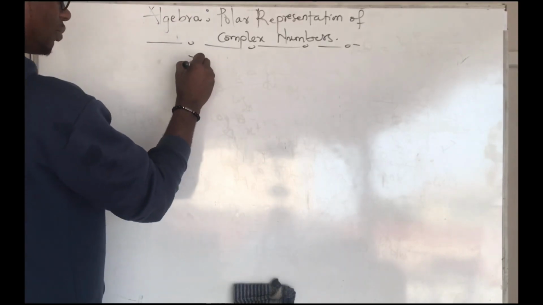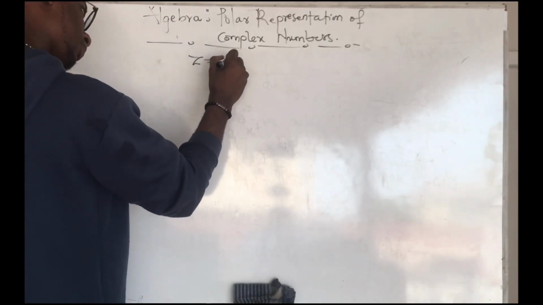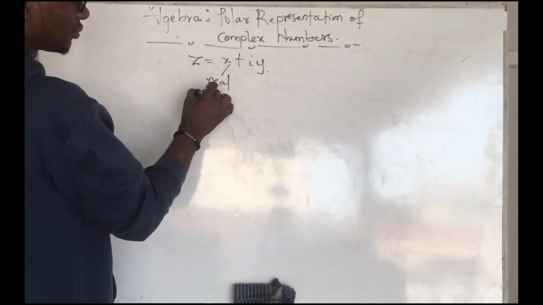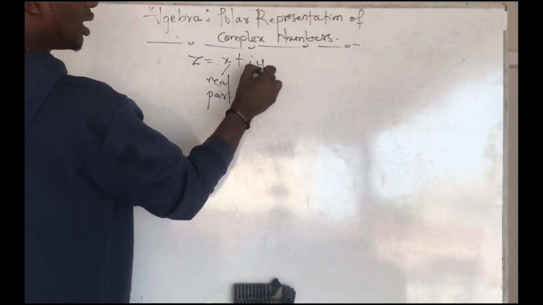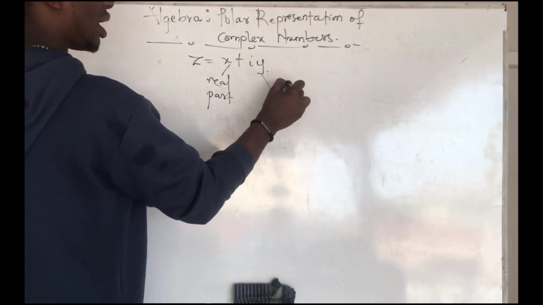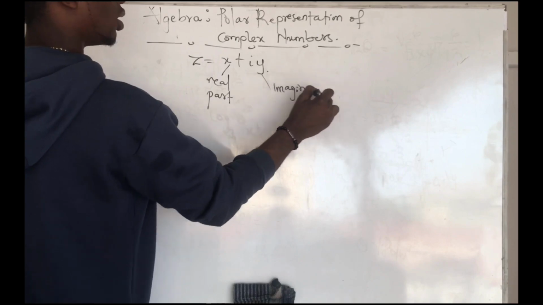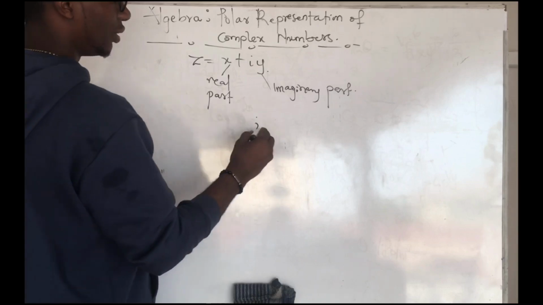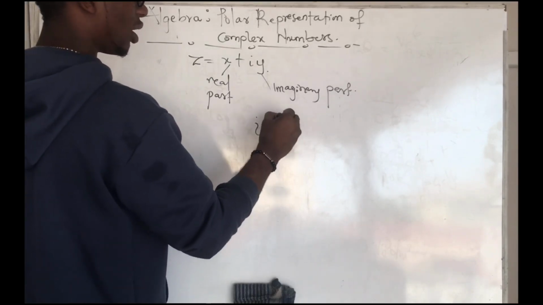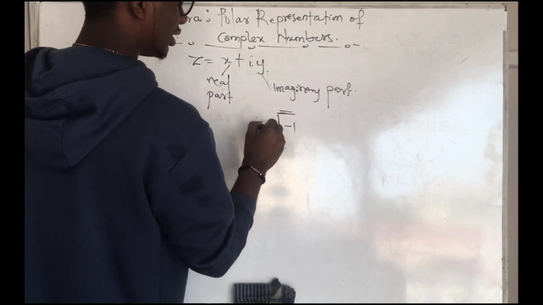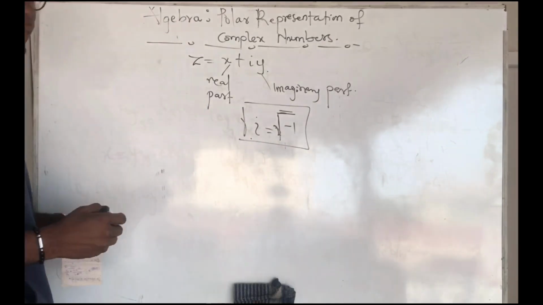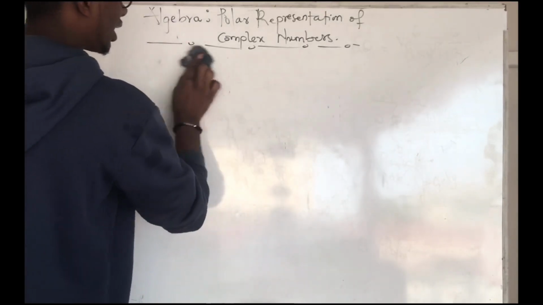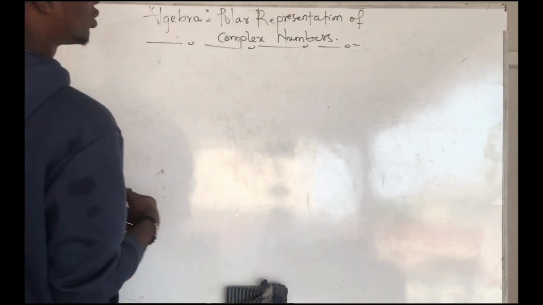So we said a complex number is represented as x plus iy, where the x here is the real part of the complex number and the y here is the imaginary part. And take note, the i here is simply equal to the root of -1. So the i here is the same as the square root of -1. That is the imaginary part.